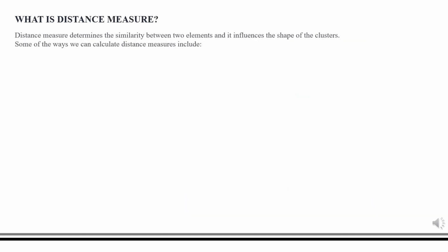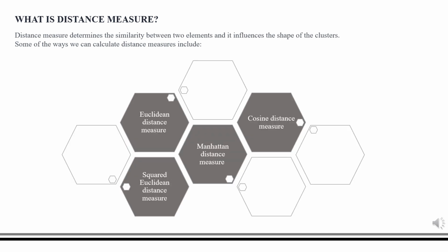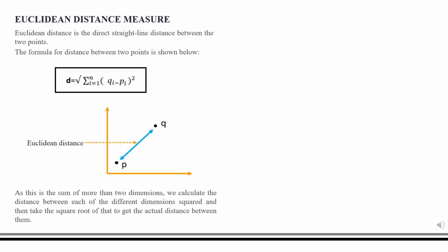What is the distance measure? Distance measure determines the similarity between 2 elements and it influences the shape of the clusters. Some of the ways we can calculate distance measures include Euclidean distance measure, squared Euclidean distance measure, Manhattan distance measure and cosine distance measure.